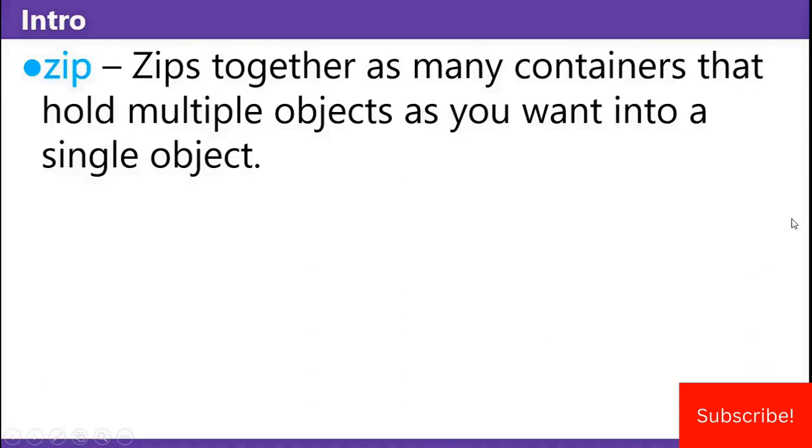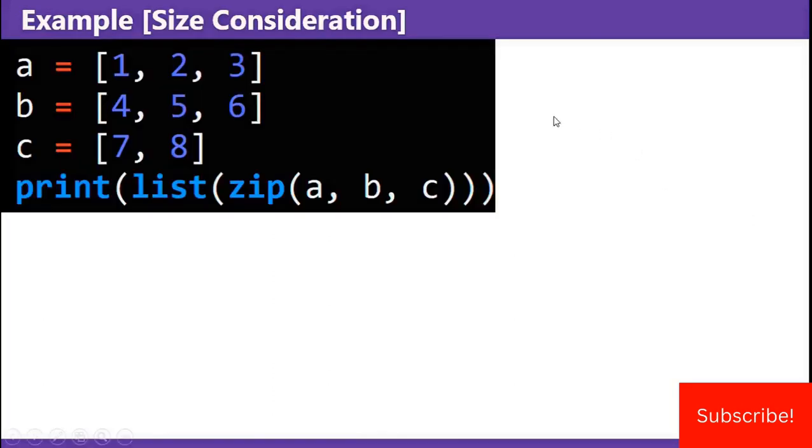The zip function in Python zips together as many containers that hold multiple objects as you want into a single object. In this first example, you have a list 1, 2, 3, a list 4, 5, 6, then a list 7, 8. You then zip them all together and convert the zipped object to a list object. The zipping that zip does is it joins elements at the same place of different containers into a single tuple.